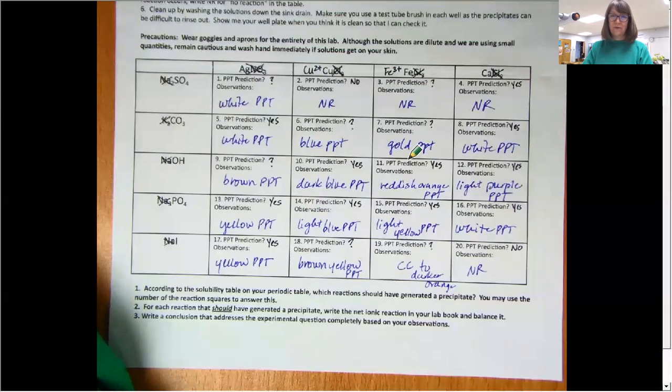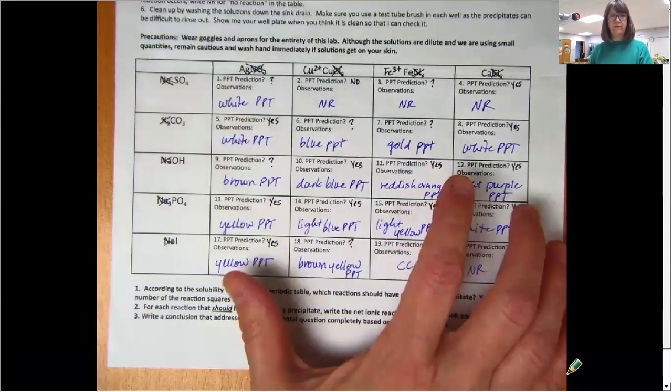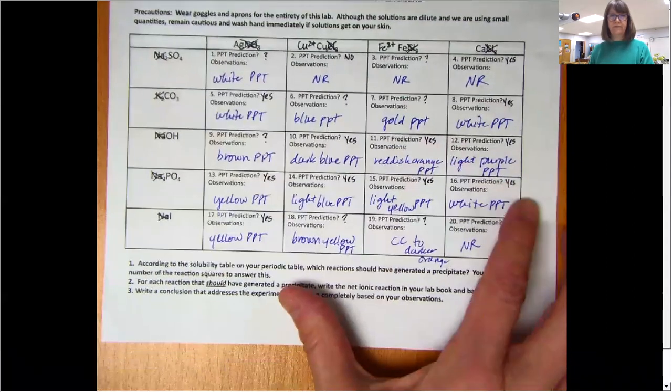Good morning. So you need to make up the lab. Well, if you were present for the lab, you'll need to do this first half of what I'm showing you. And if you were absent for the lab, you'll also need to do the second half. Before you do either of those, you need to make sure that you have your data table filled in.